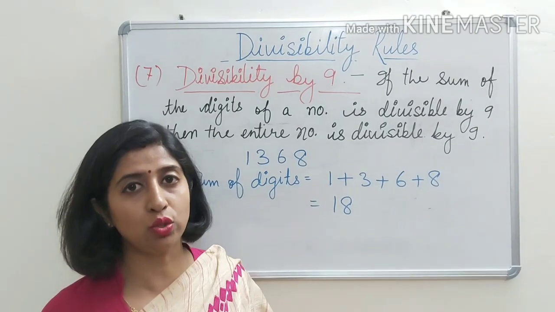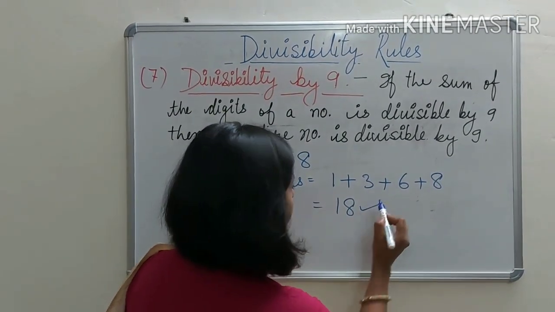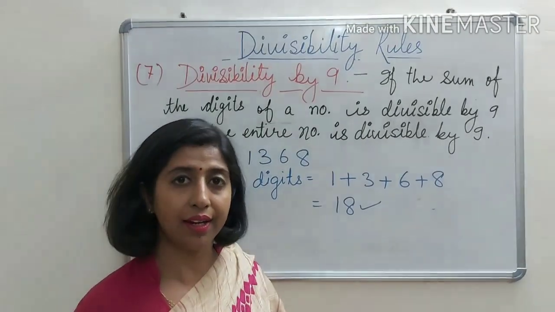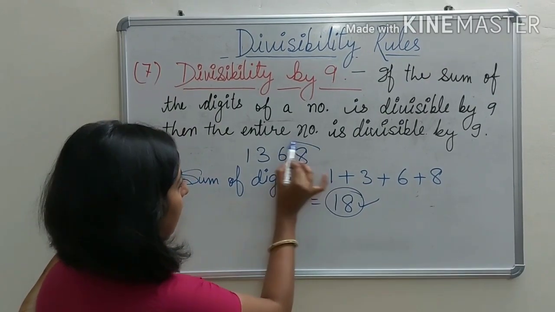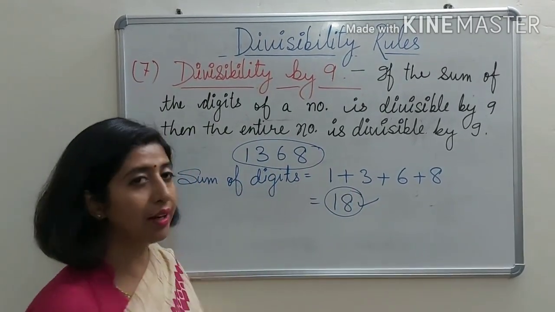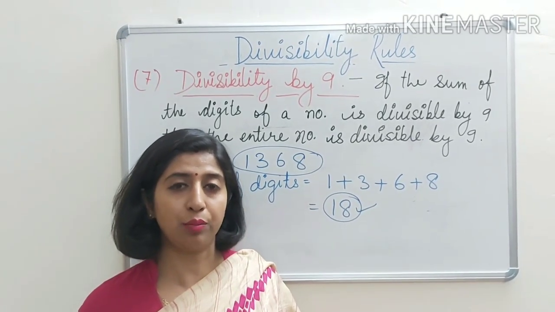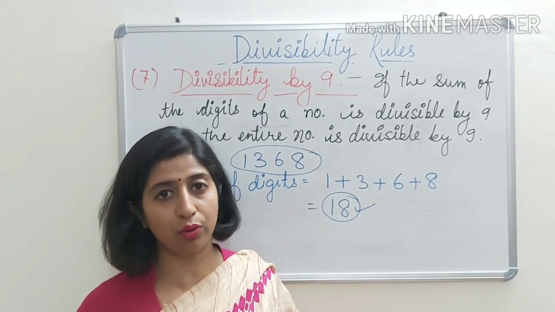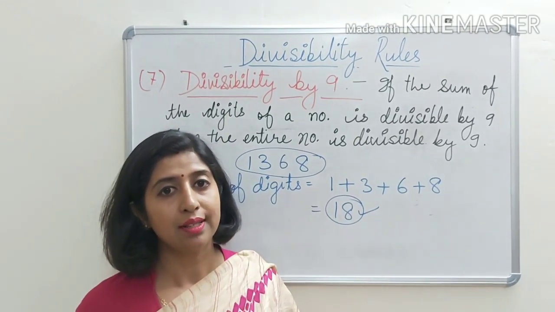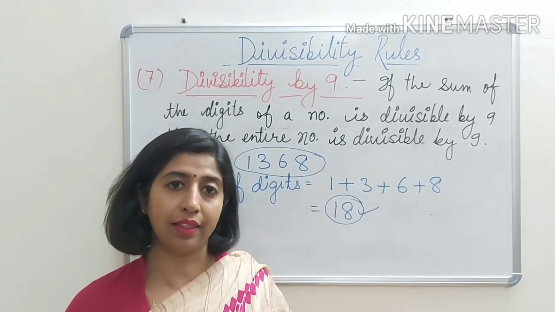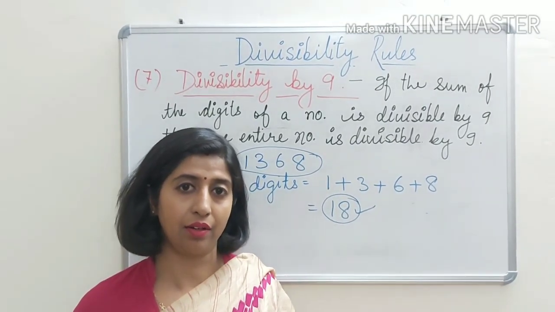Like 9 2s are 18. So, very clearly 18 is divisible by 9. If the sum is divisible by 9, then the entire number is divisible by 9. So, here is a correlation between the divisibility test of 3 and divisibility test of 9. We have to find out the sum of the digits and then we have to check the divisibility by 9.